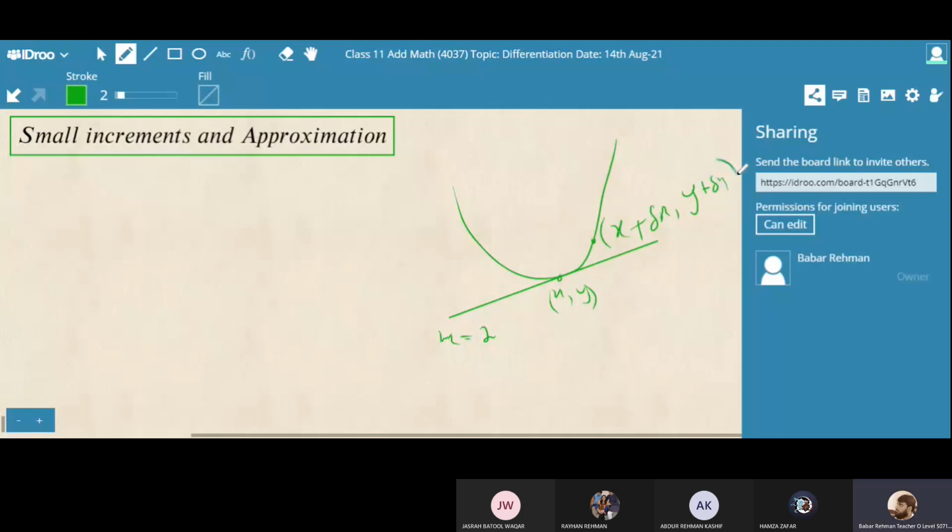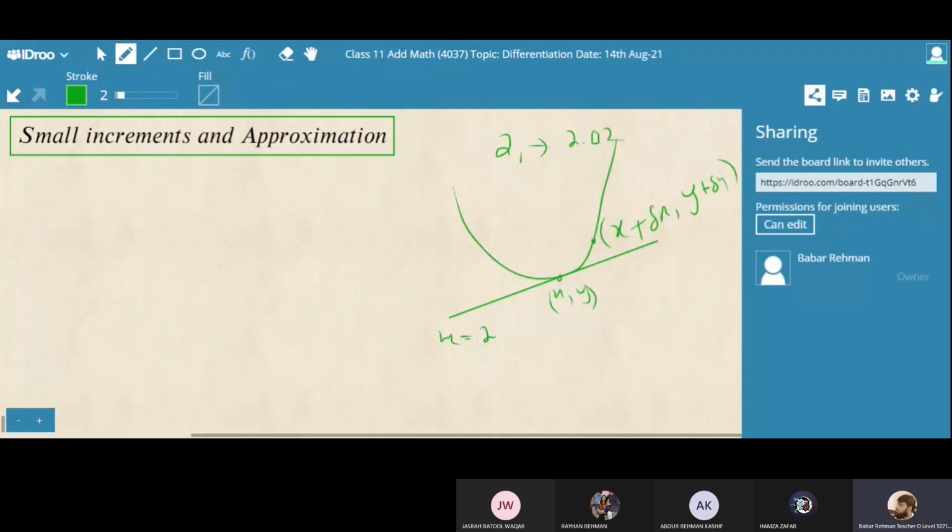This is also called delta y, and it means we want to find small changes. First x was, for example, 2. Now x has become 2.02. So the value of x changes, but very little. The value of y also changes very little.